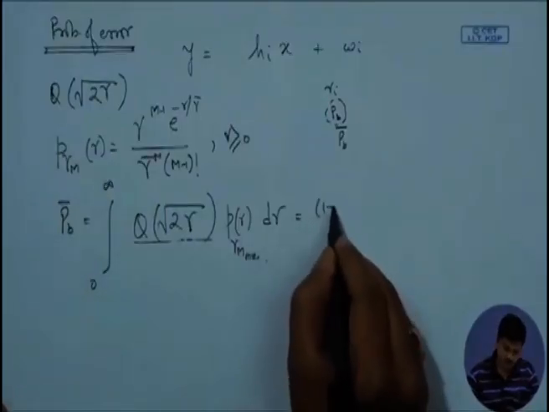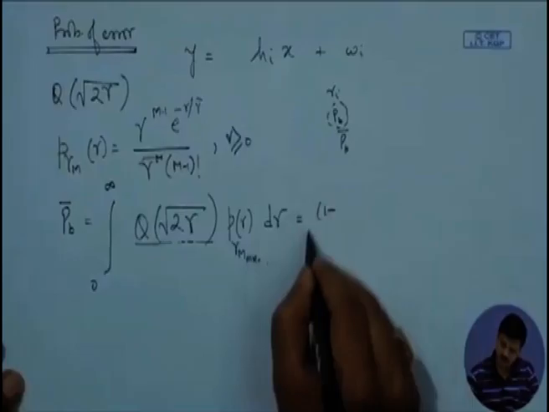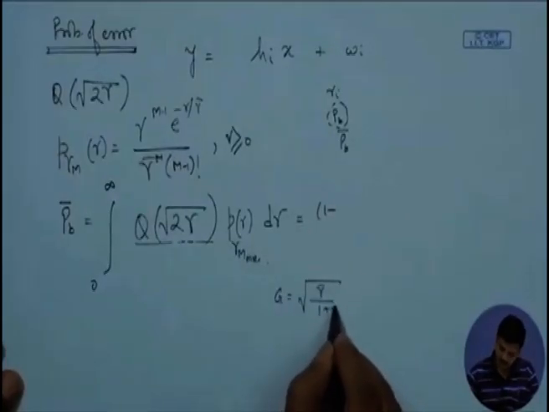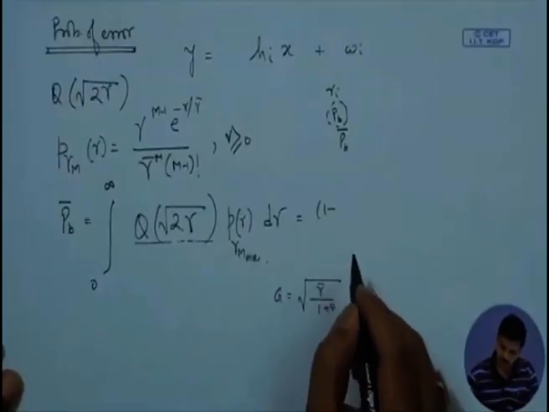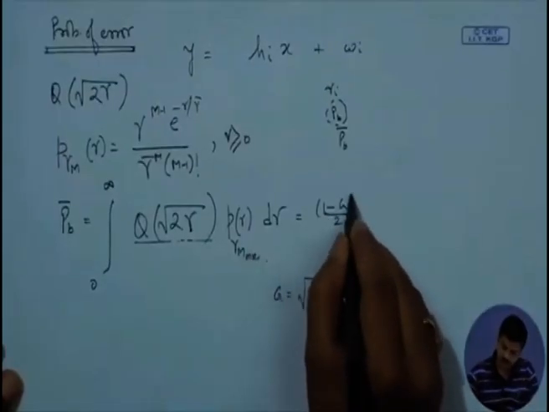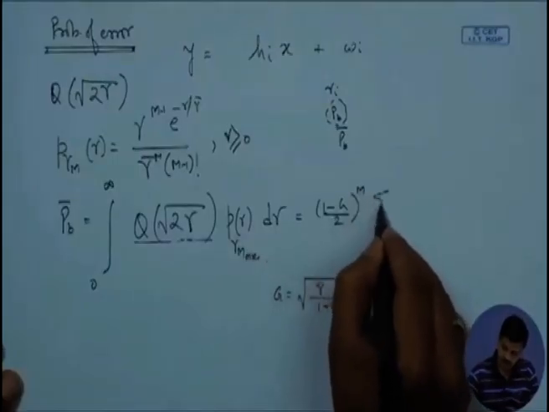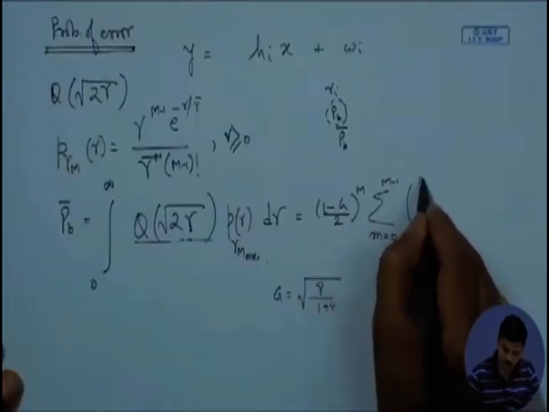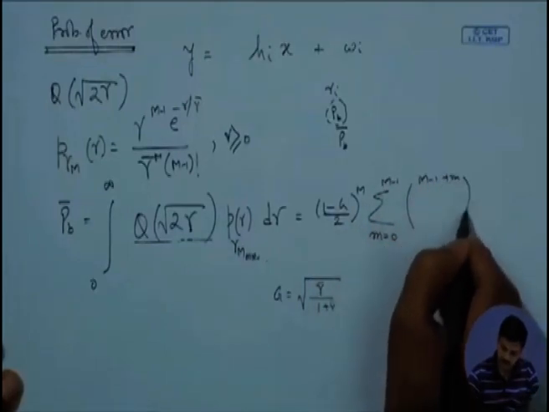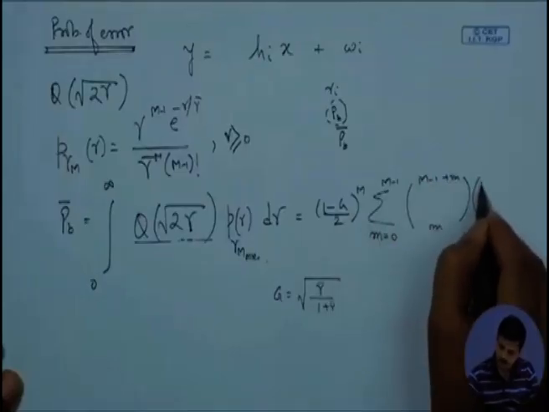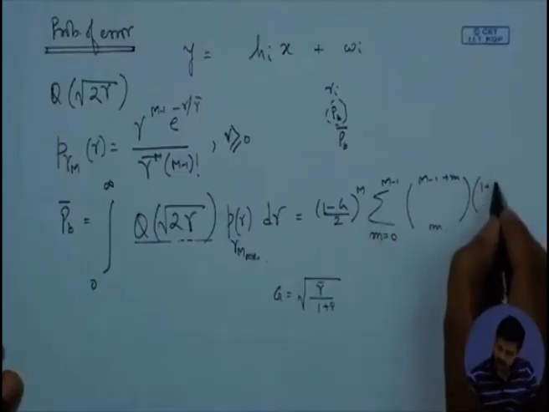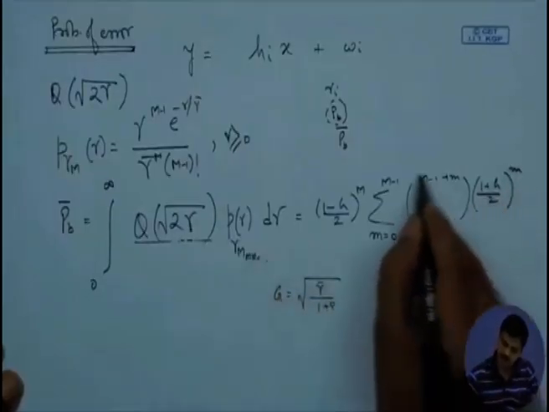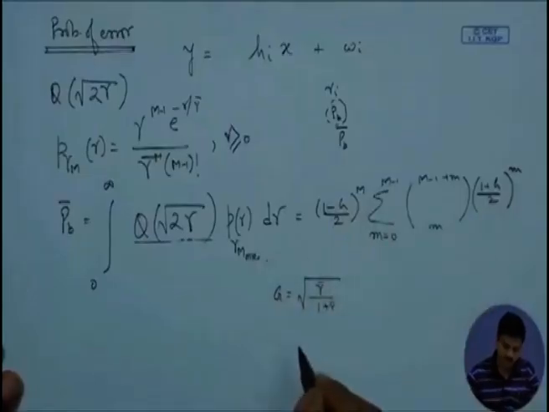This expression is a bit cumbersome. If we define G to be the square root of gamma bar divided by 1 plus gamma bar, we are going to get a pretty complex looking expression: sum over m equals 0 to m minus 1 of combinatorial (m minus 1 plus m choose m) times ((1 plus G) by 2) raised to the power of m. So this gives the average probability of error for MRC combining.